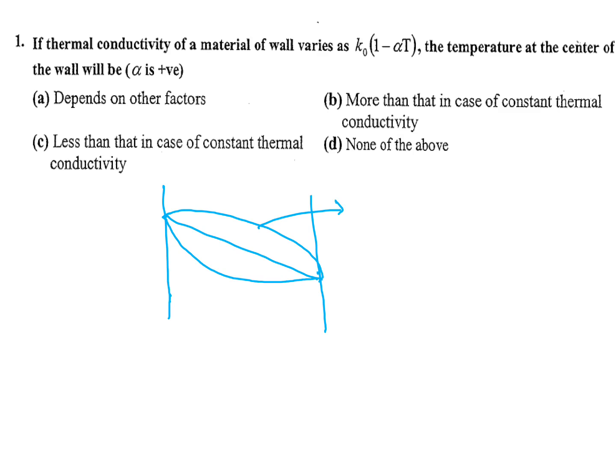Here in this case, T1, T2 are both wall temperatures. It's K0 into (1 plus alpha T) in the general case. Here it is K0 into (1 minus alpha T). Here K is constant.